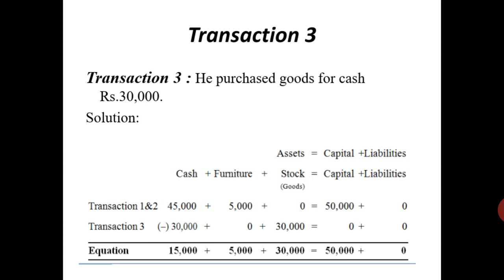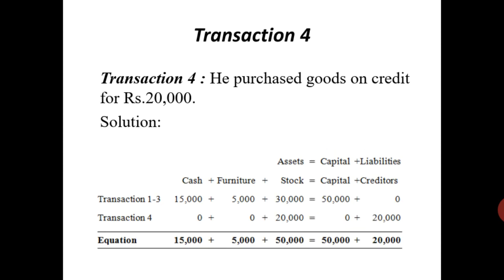Now transaction 4. He purchased goods on credit for rupees 20,000. This transaction will increase goods on the asset side and will create a liability in the form of creditors. The accounting equation will be like this: 15,000 cash, furniture 5,000, stock will increase by 20,000 so the stock will be 50,000, capital 50,000, and creditors will increase. In the liability side, external liabilities are increasing by rupees 20,000. So the accounting equation will be at the end like this.